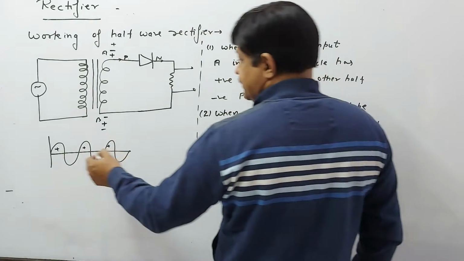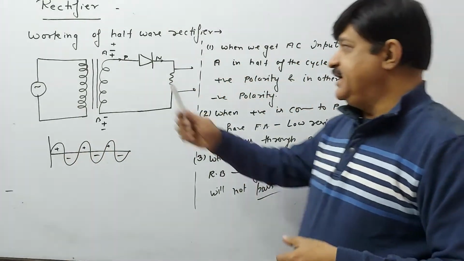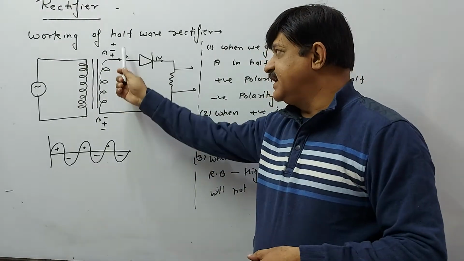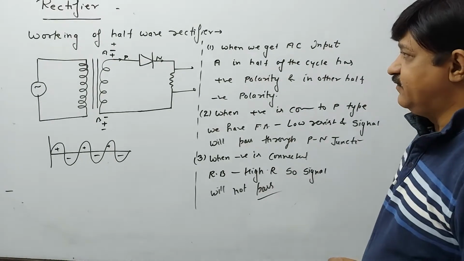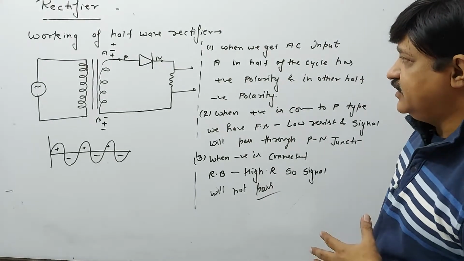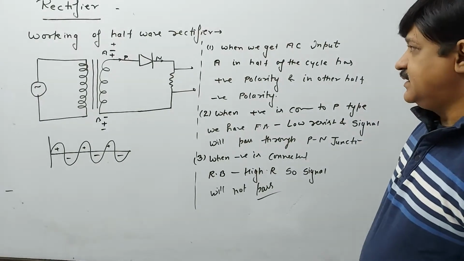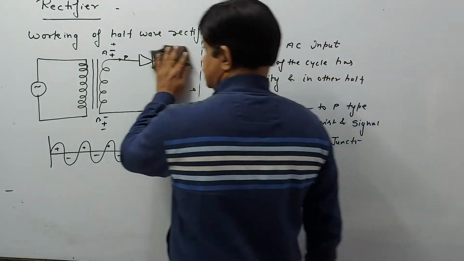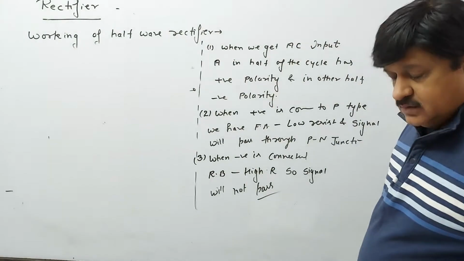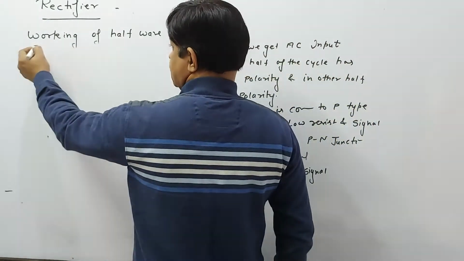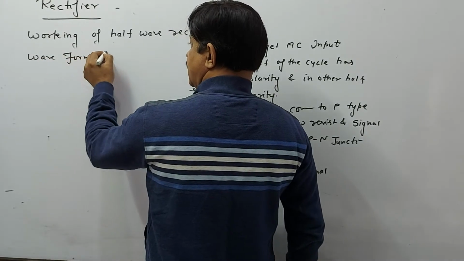AC input is providing positive and negative pulses. When P is connected to positive, forward bias; when P is connected to negative, reverse bias. When it is forward bias, current will flow. When it is reverse bias, current will not flow. So as a result, what will happen? Waveform of input and output.